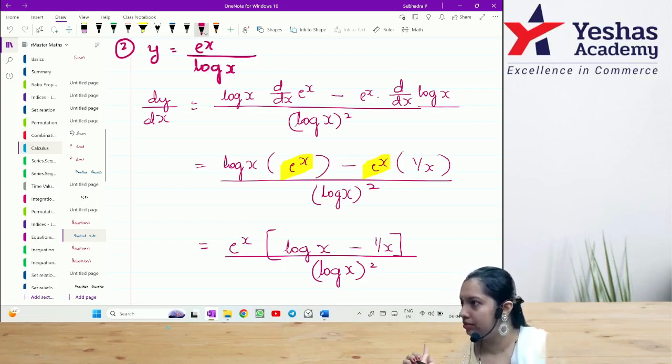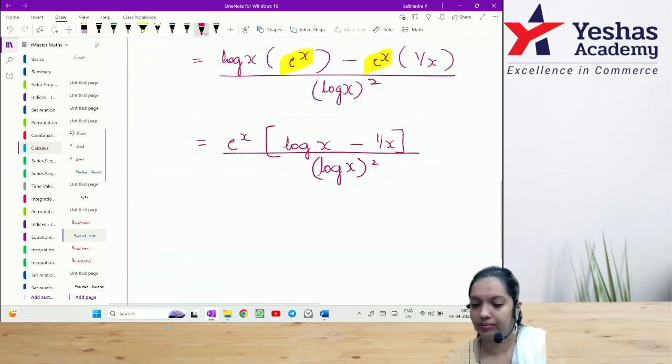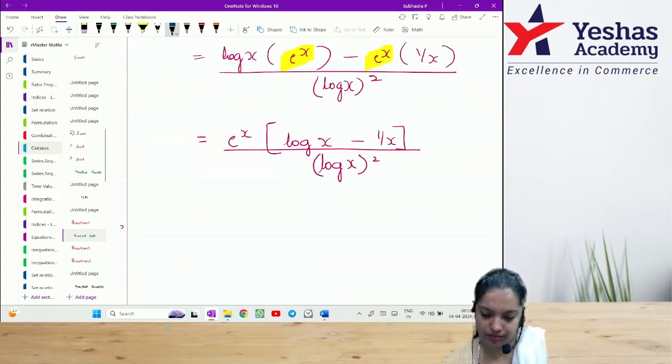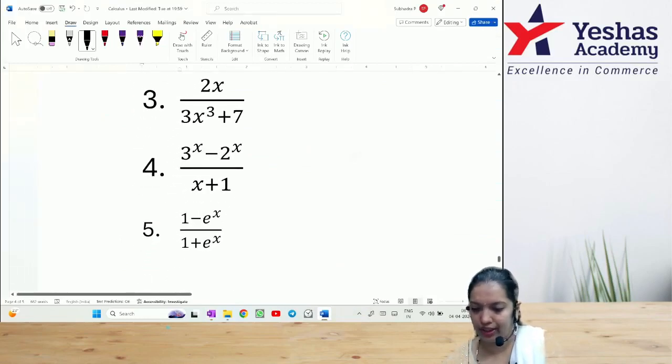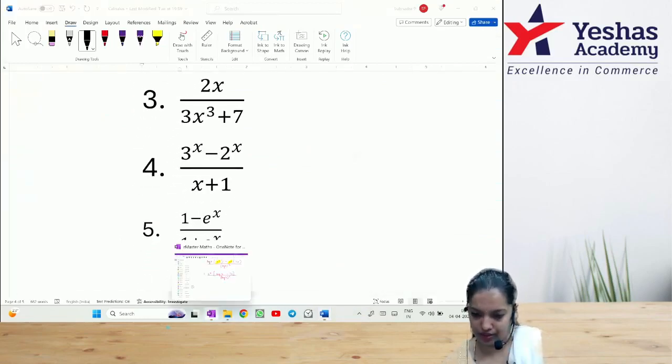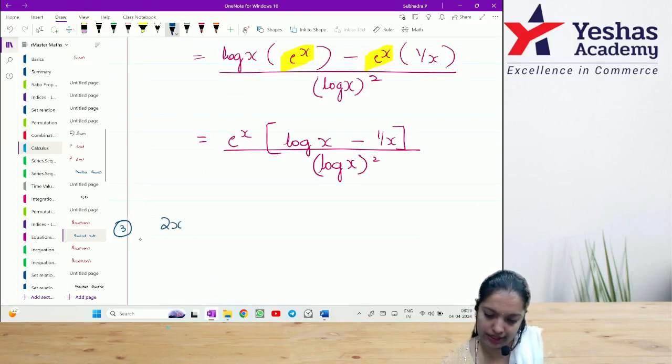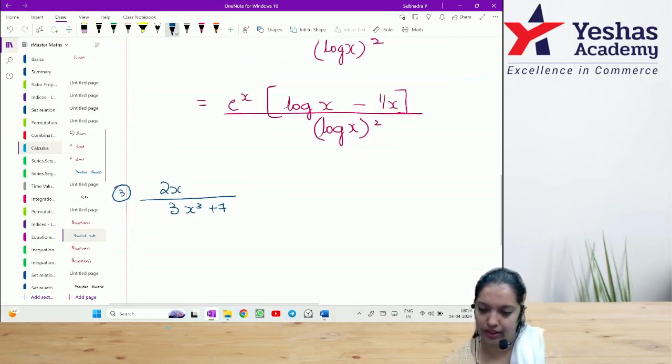Samir? Done? Third one. 2x divided by 3x cube plus 7. Let's start.